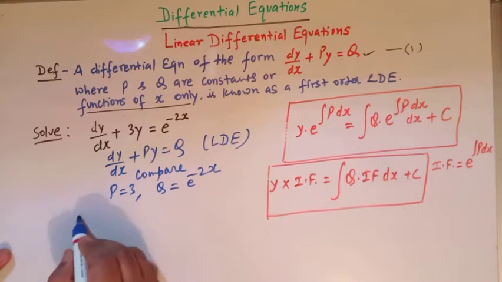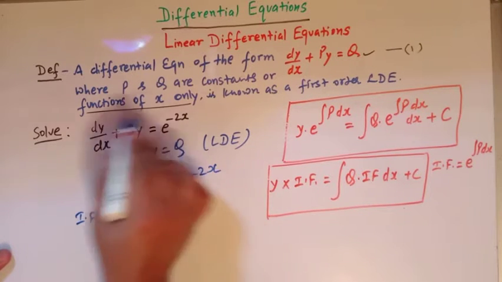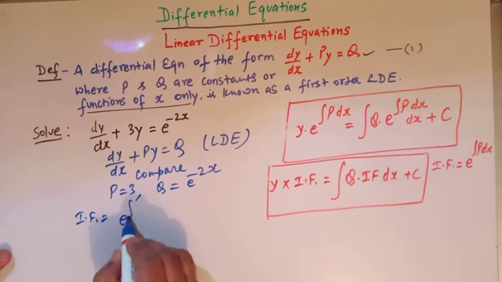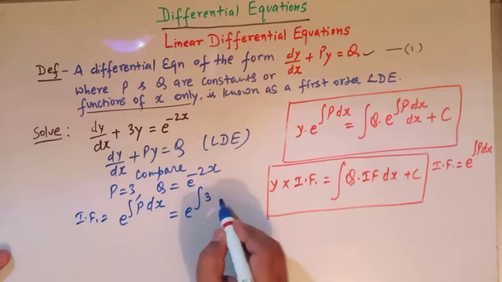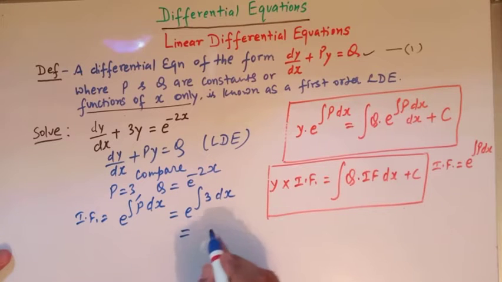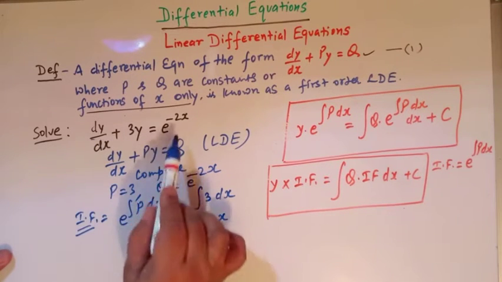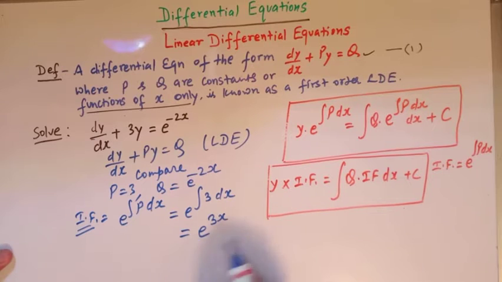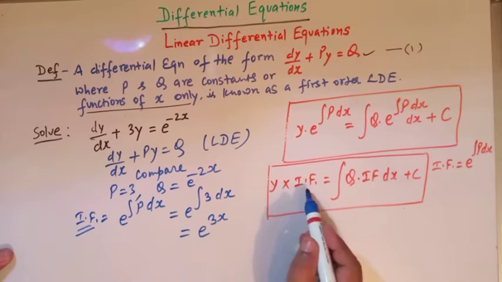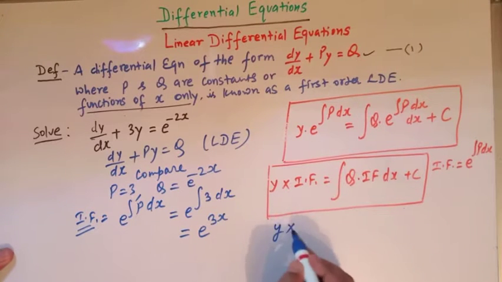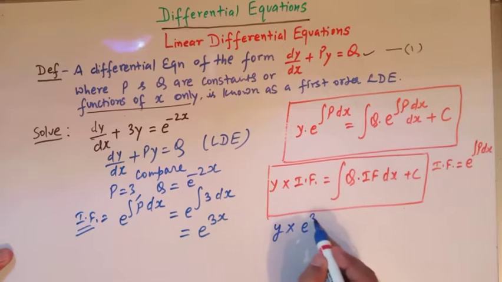Clear? Now the integrating factor of this differential equation is e raised to integral of p with respect to x. Now we have integral of p means 3, and here we have dx, and this is e raised to 3x. Now the integrating factor of this differential equation is e raised to 3x. Now the solution of this differential equation is given by this expression. So we have y times integrating factor, meaning e raised to 3x.